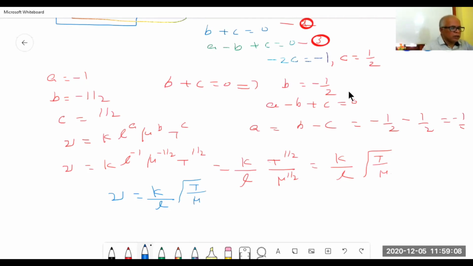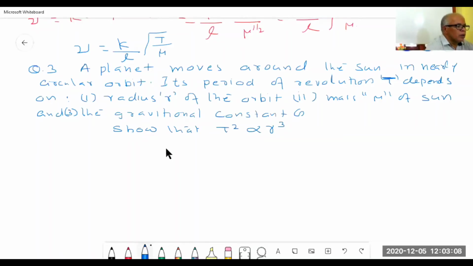Okay. This answer is for the frequency of oscillation of a stretched string. Let's do one more problem. A planet moves around the sun in a nearly circular orbit. Its period of revolution T depends upon the radius r of the orbit, the mass m of the sun, and the gravitational constant G. Show that T square is proportional to r cube.